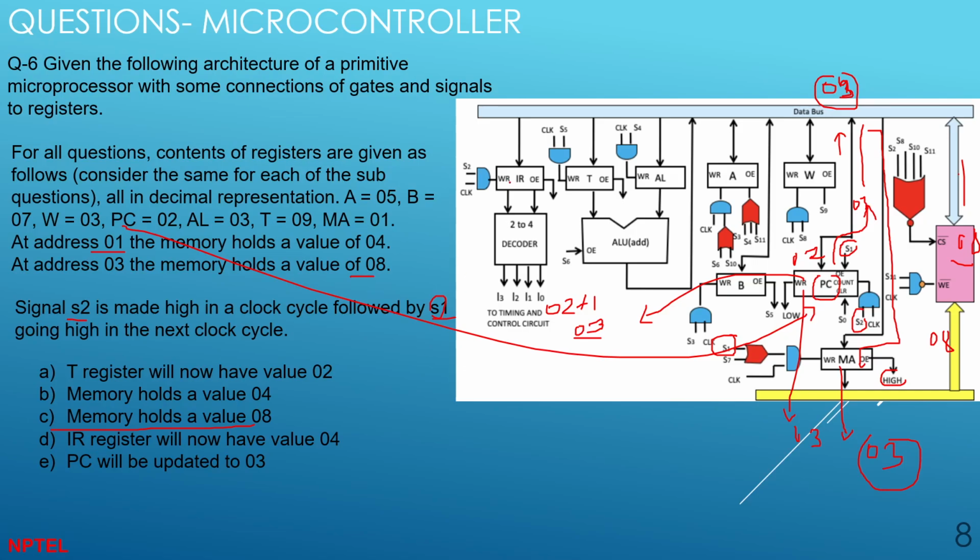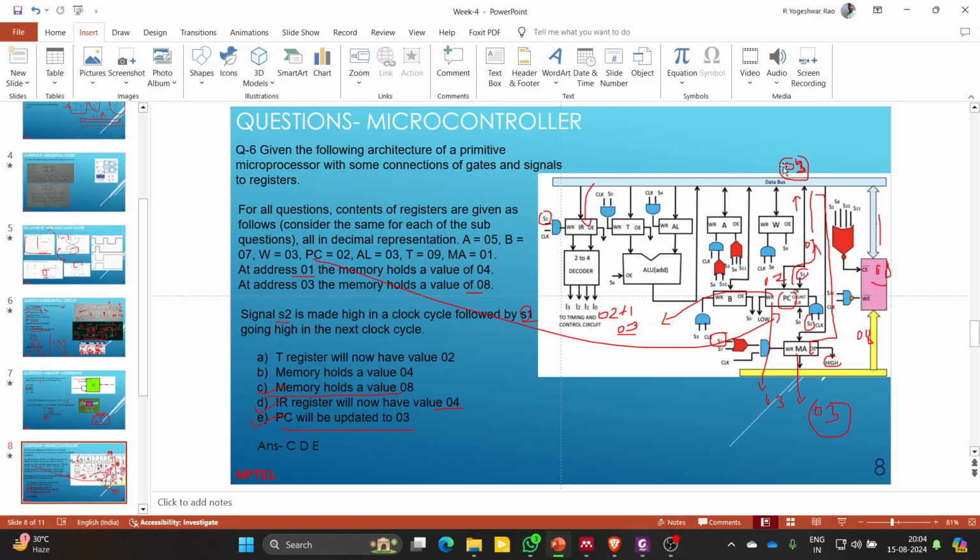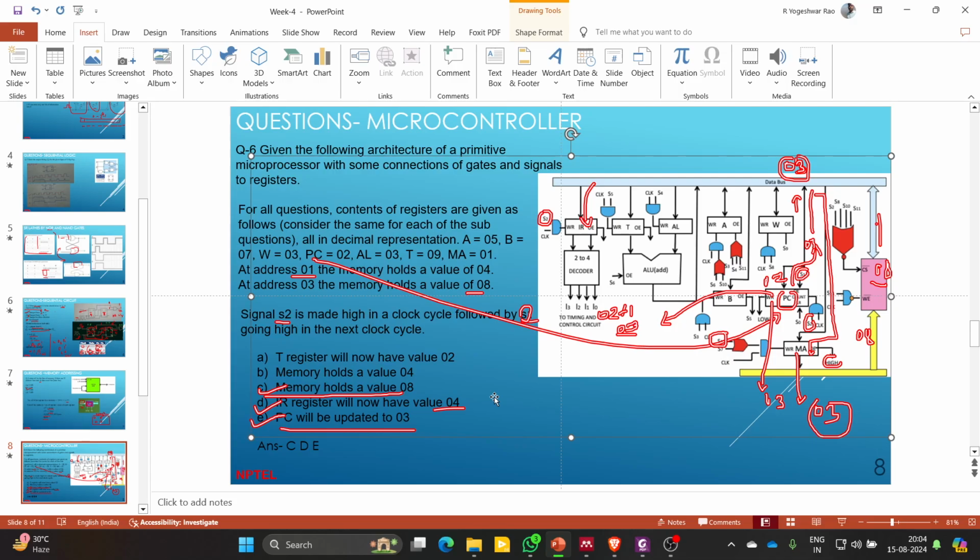Higher register, as I told you, will hold a value of 04 because it was written here, because S2 was on, right? And the PC register will be updated to 03. So the PC will be 03. So this is also right, this is also right, this is also right. And T register, what is T register? We don't have any signal via T register, so A and B are wrong here. So in this manner, you need to solve this kind of problem.